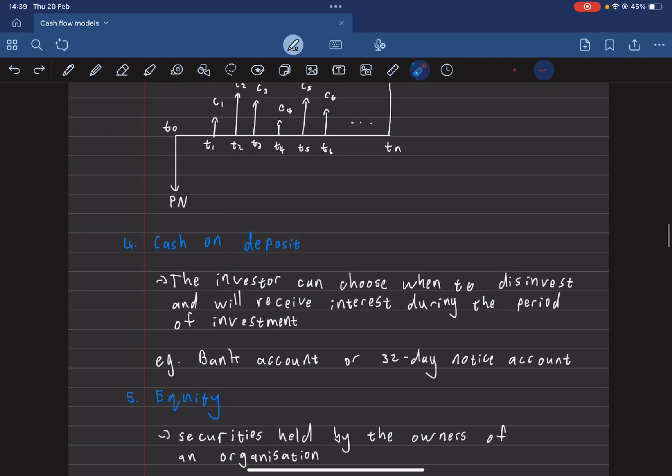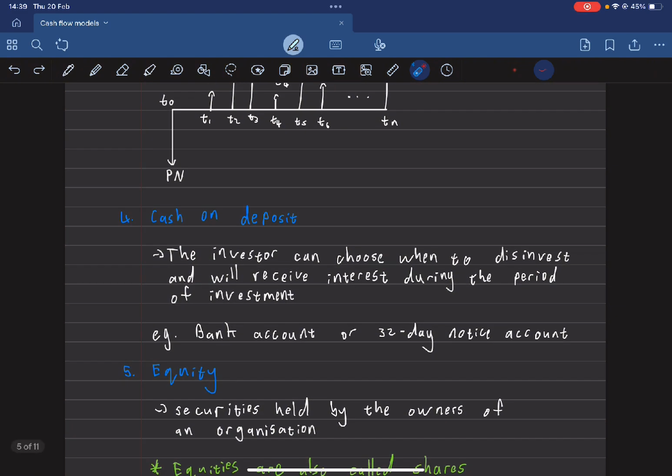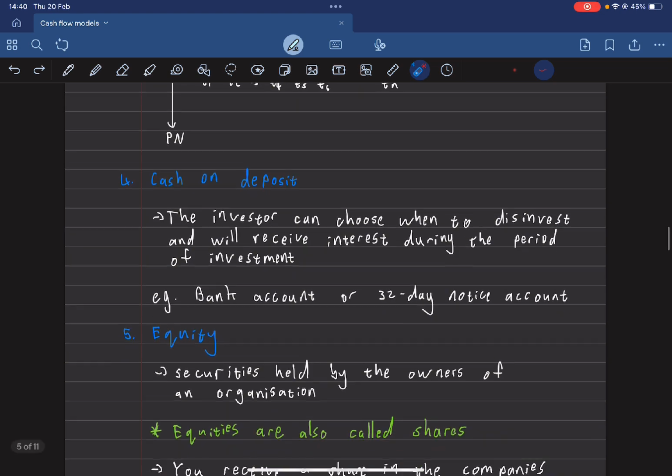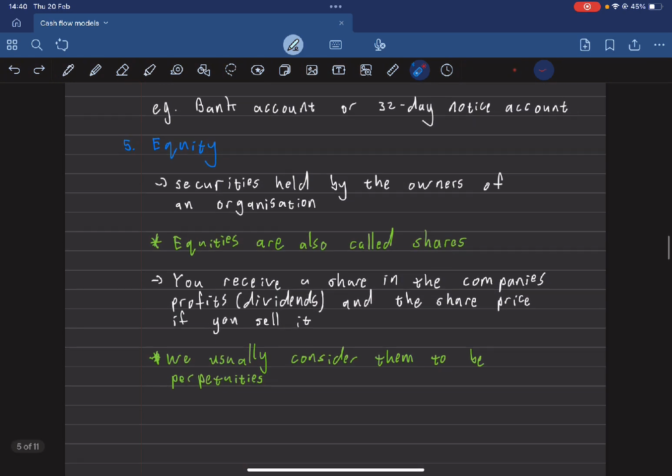The next thing we're going to consider is cash on deposit. Cash on deposit is when the investor can choose to disinvest and will receive interest during the period of investment. An example of cash on deposit would be a bank account or maybe even a 32-day notice account.